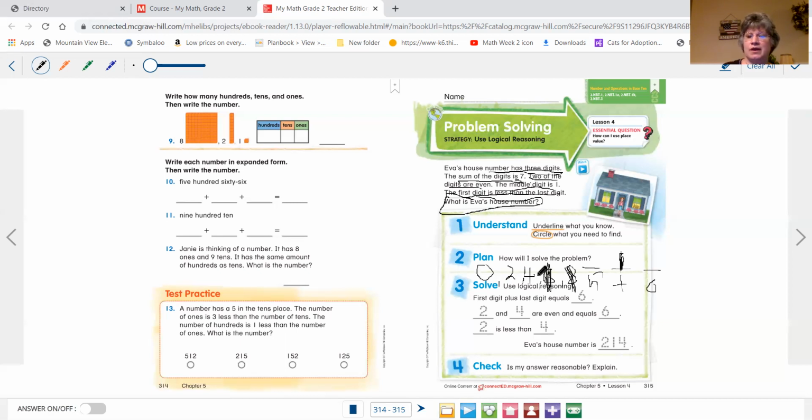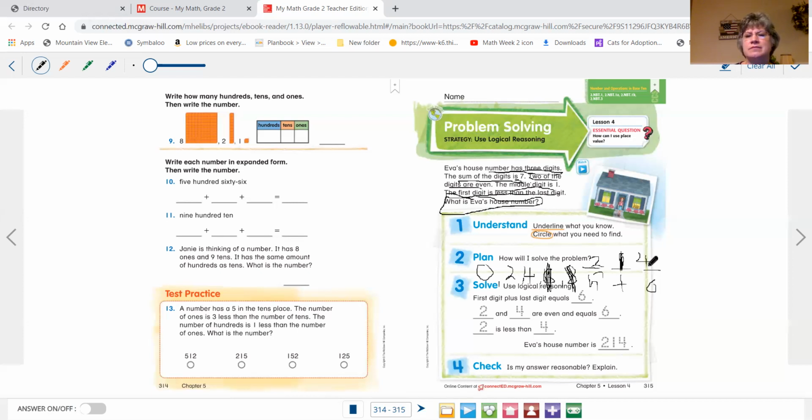Okay, so if we take 2 plus 4 and add that together, we get what? Everybody think about that for a second. 2 plus 4. It's exactly right. It equals 6. Okay, and is 2 less than 4? Yes, it is. So we are able to decide that the number has to be 214, doesn't it? Okay, 2 plus 1 is 3, 4 more is 7.